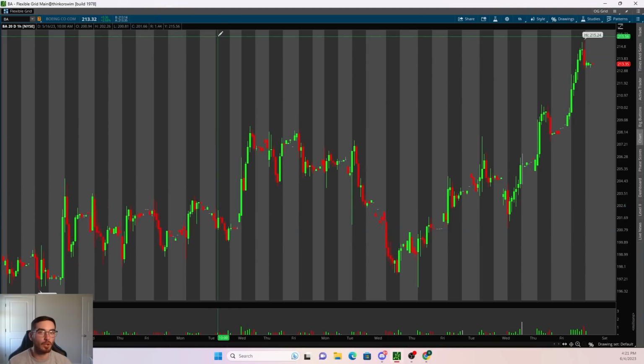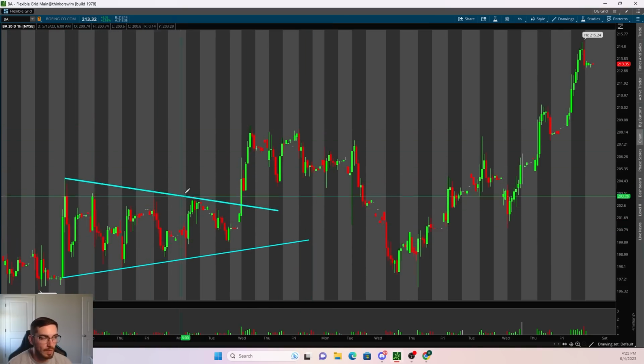Now, one thing to make note of for Fibonacci retracements is you don't want to use them in consolidation. Looking at Boeing over here, what was price doing? It was consolidating. Therefore, you don't want to use Fibonacci retracements. You only want to use Fibonacci retracements when there is a clear trend in the market.